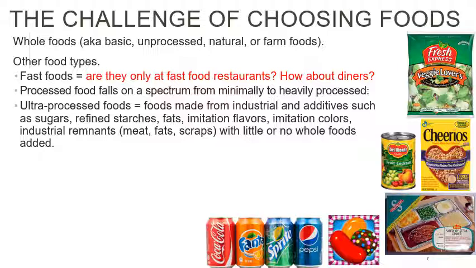Processed food falls on the spectrum from minimally to heavily processed. So there are many different levels of processed foods. The ones that people normally talk about that are really bad are the ultra-processed foods. Foods made from industrial additives such as sugars, refined starches, fat, imitation flavors, imitation colors, industrial remnants like fat, meat scraps, with little or no whole foods. So what they're talking about is like those TV dinners.